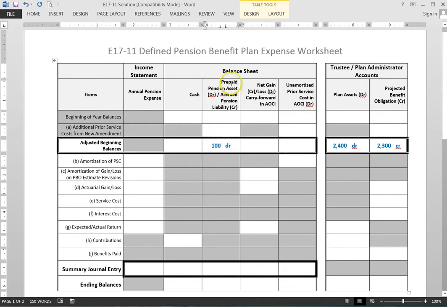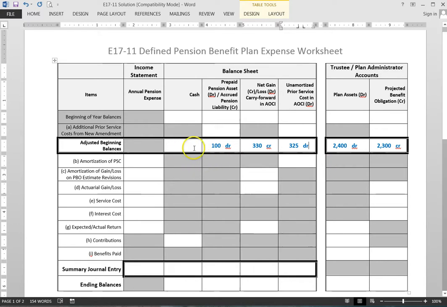We have a beginning balance in the prepaid pension asset account. It would be labeled prepaid pension asset since it does have a debit balance. The AOCI accounts, there is a net gain carry forward. Net gain carry forwards are always going to be credit balances. So a net gain has a credit balance. Net losses would have debit balances. And if there is any unamortized prior service cost, as in this particular problem, that will always be a debit balance. Those are expenses or costs that are being temporarily held in shareholders' equity and will be allocated periodically to the income statement.